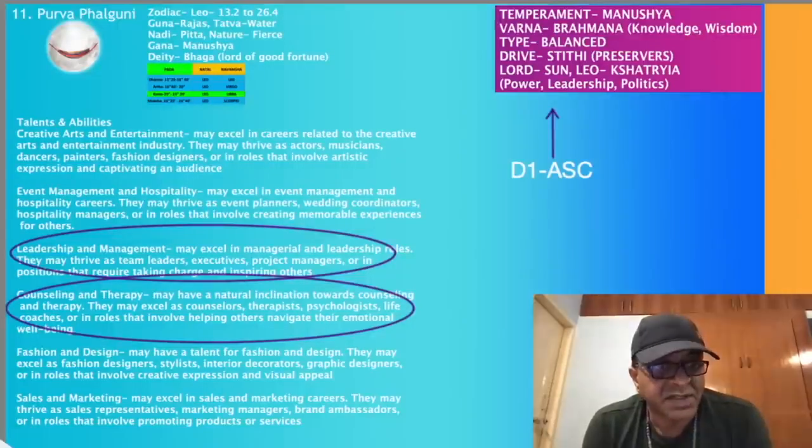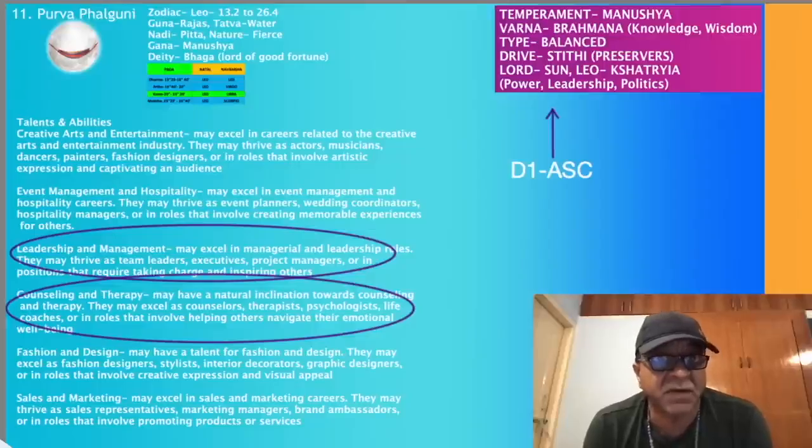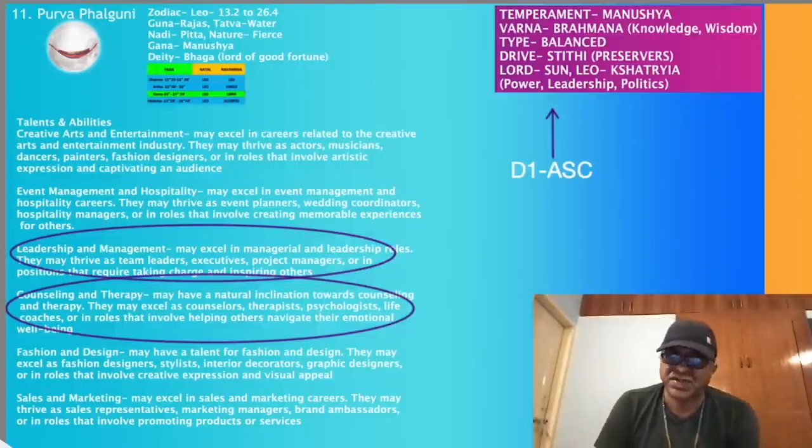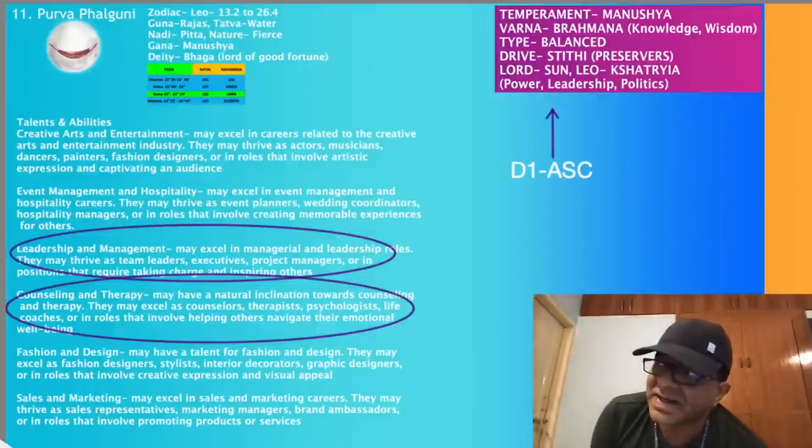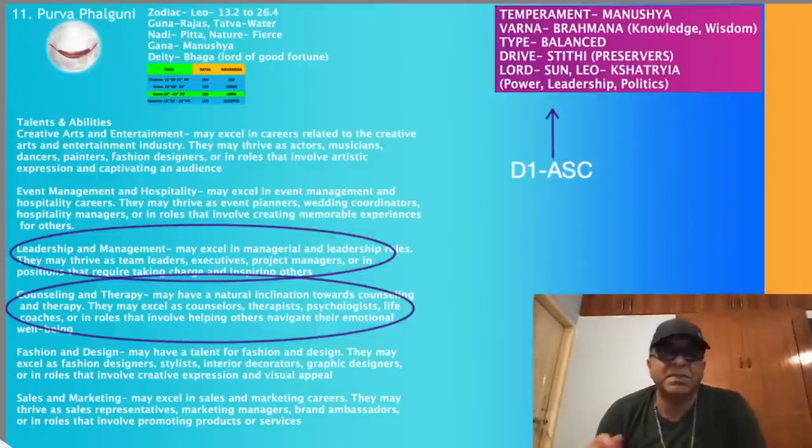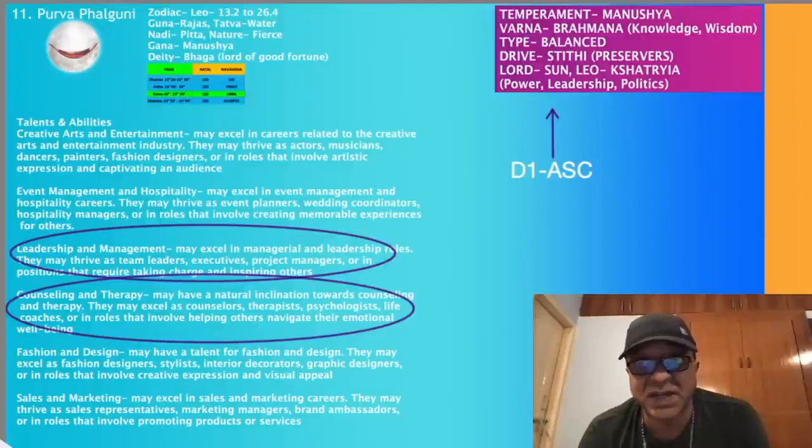Next one I have circled is counseling and therapy. Why have I put counseling and therapy? Because it's a form of counseling, mentoring, suggesting what line of work a person may be suitable for. They may have a natural inclination towards counseling and therapy. They may excel as counselors, therapists, psychologists, coaches. She hasn't selected this yet, but there might be a propensity to change this later on.